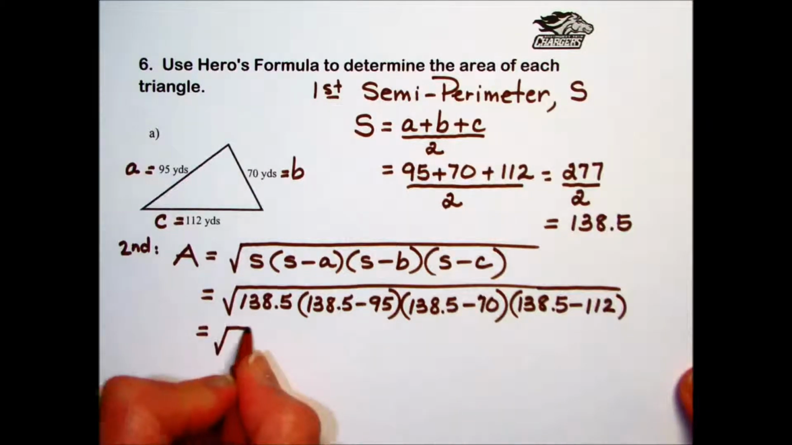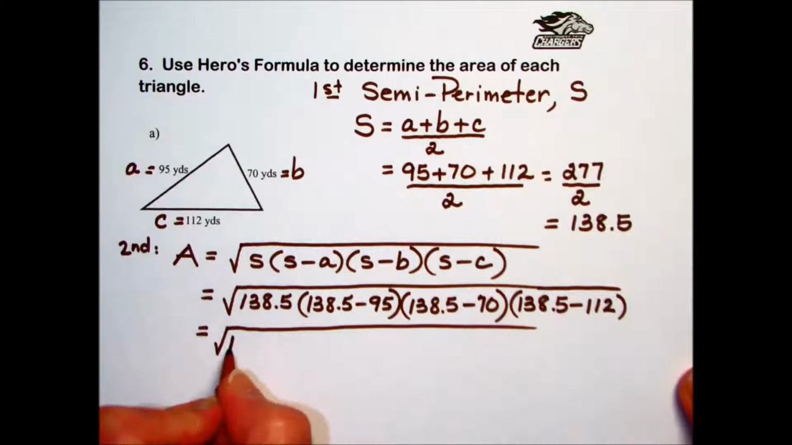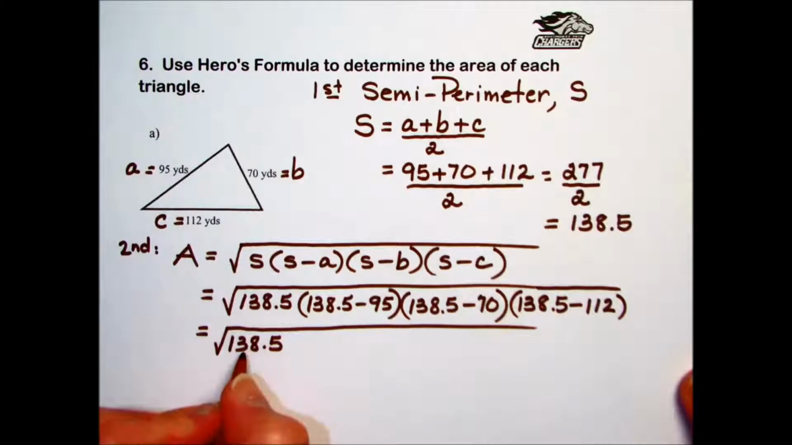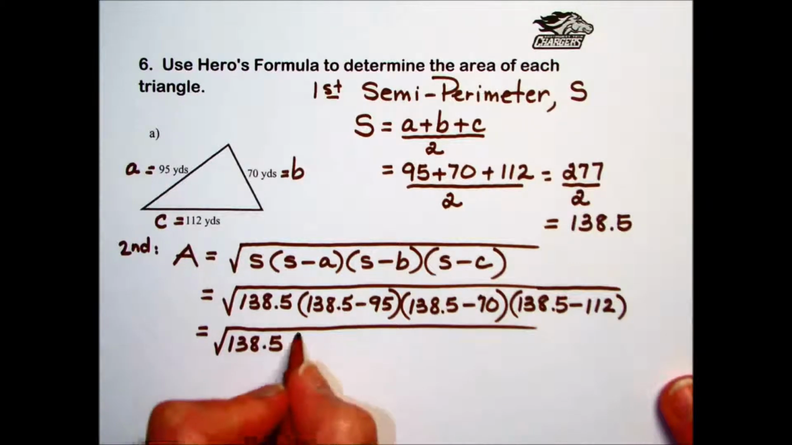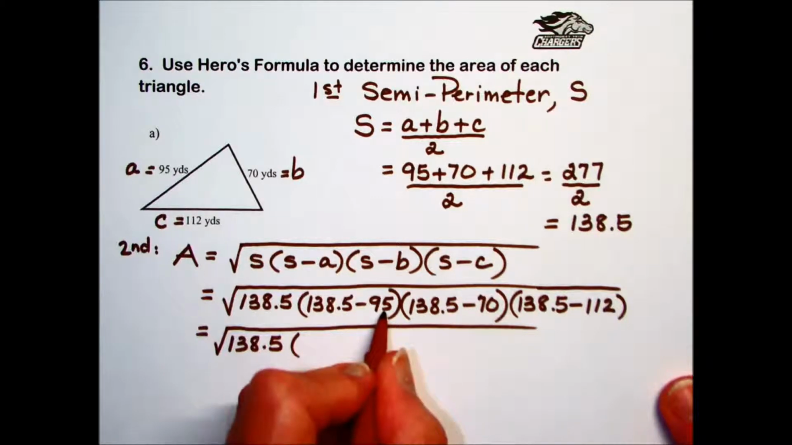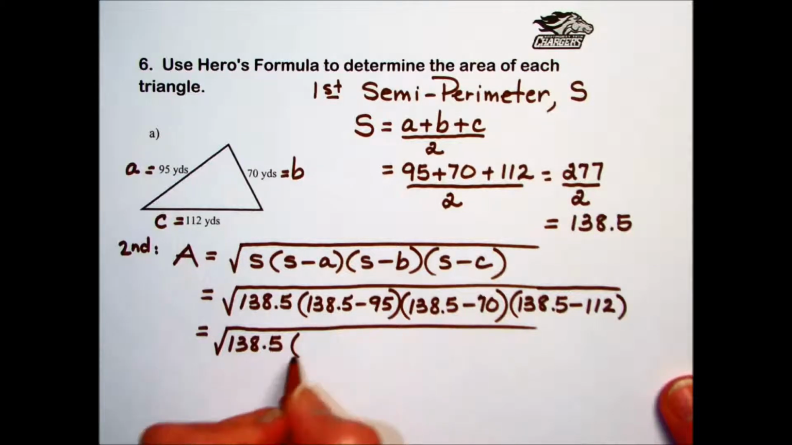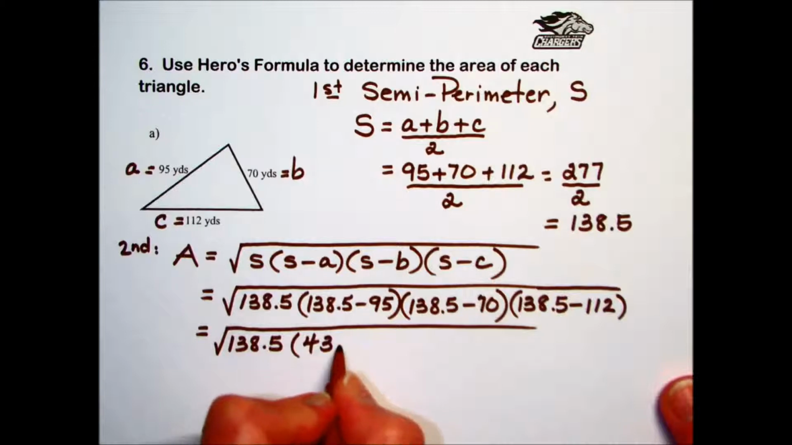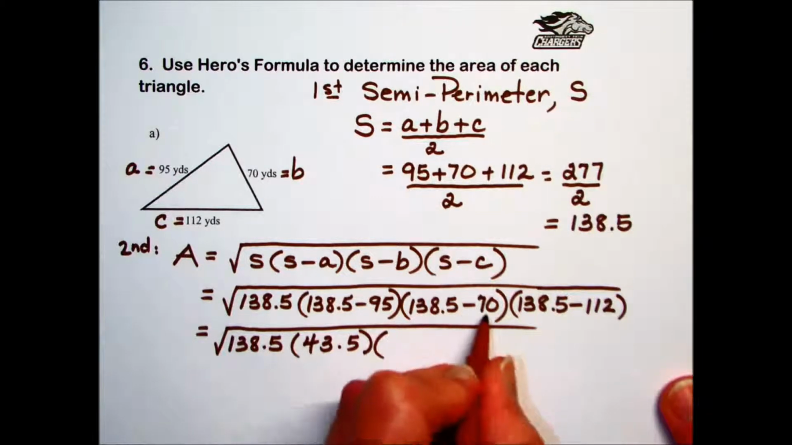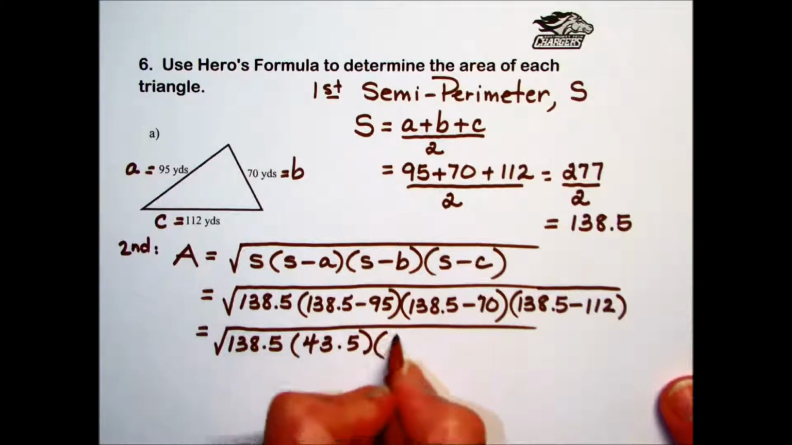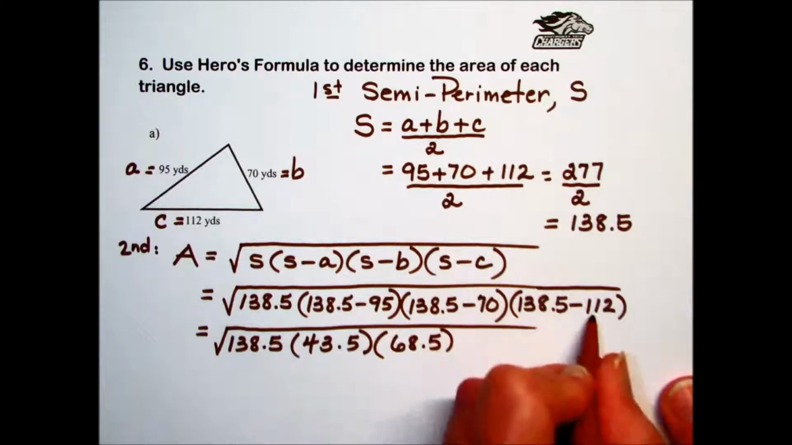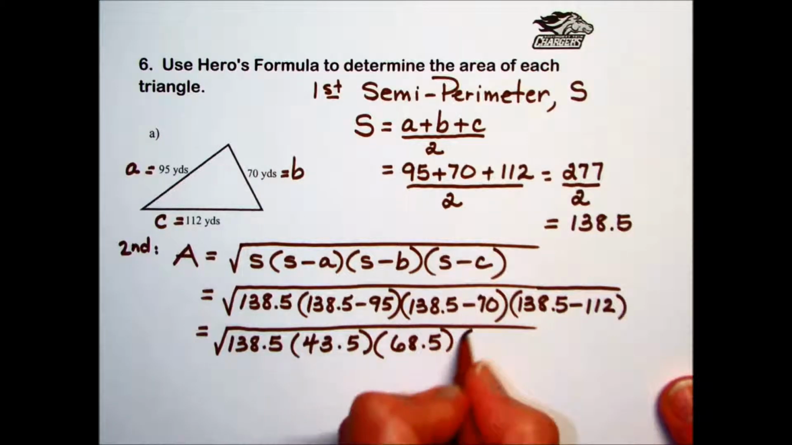Order of operations, we will simplify inside the parentheses first. So I'll leave the 138.5 alone for right now. Subtracting 138.5 minus 95, our first parenthesis, leaves us with a value of 43.5. The next parenthesis, simplifying that subtraction, gives us a 68.5. And the last parenthesis, doing the indicated subtraction, leaves us with a value of 26.5.